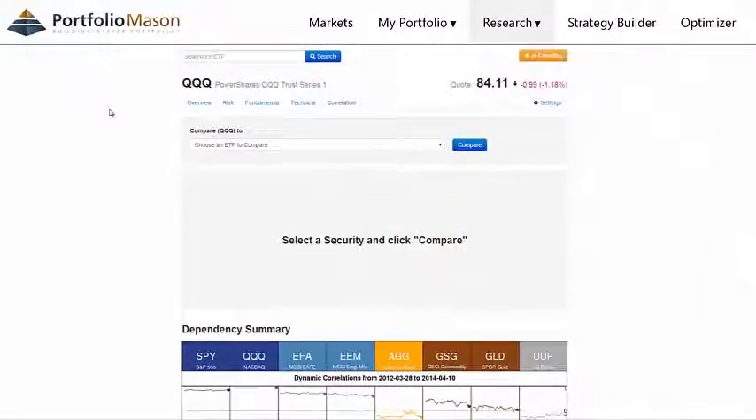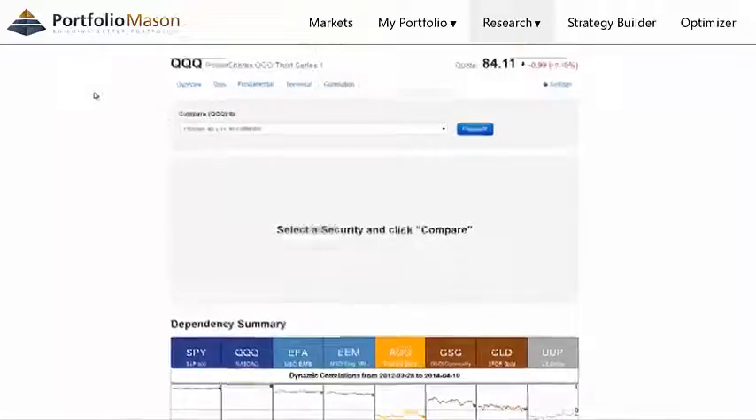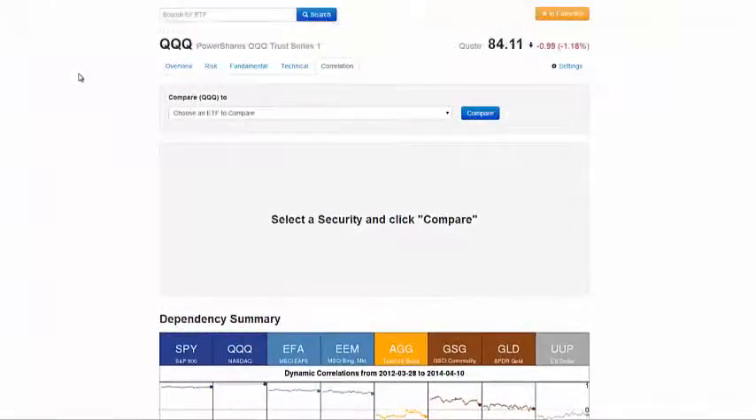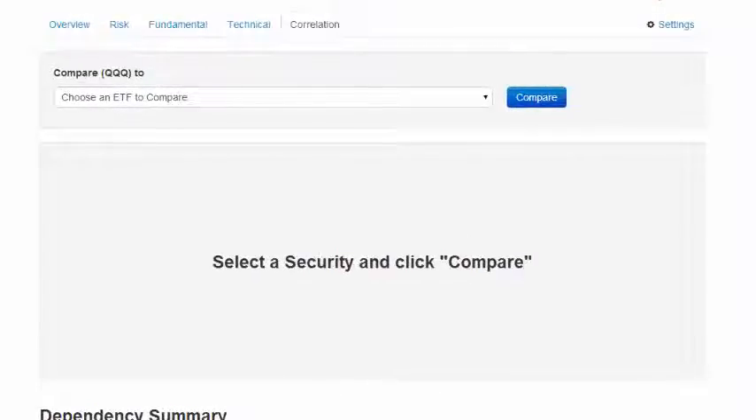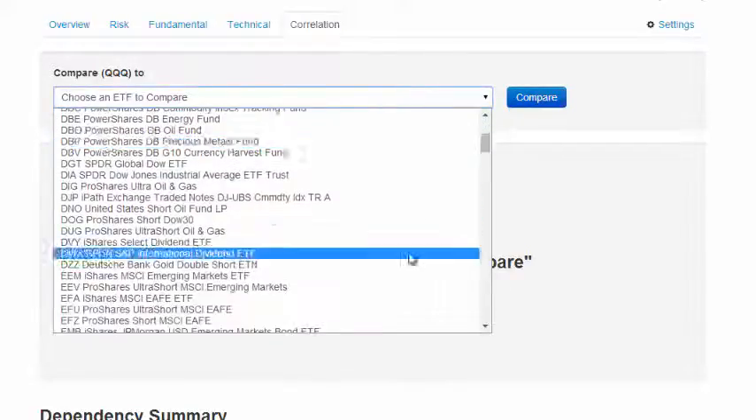The ETF Analyzer correlation page provides users with traditional and introduces new views of intermarket dependencies. The top portion allows the user to select a specific ETF to compare against. For example, let's compare the relationship between NASDAQ and gold.